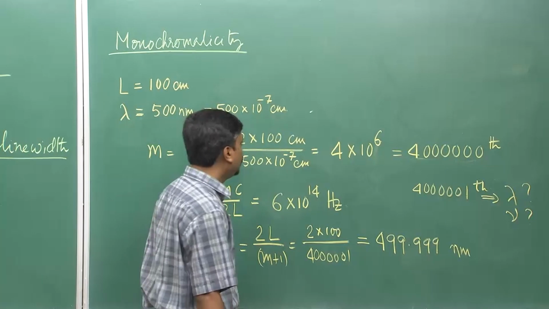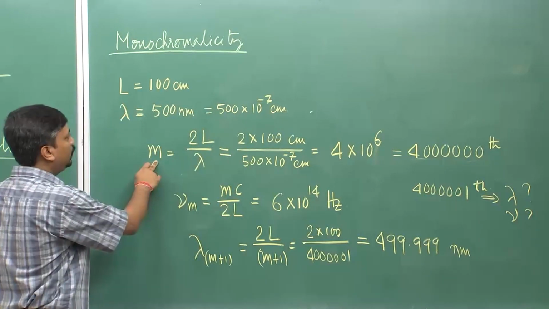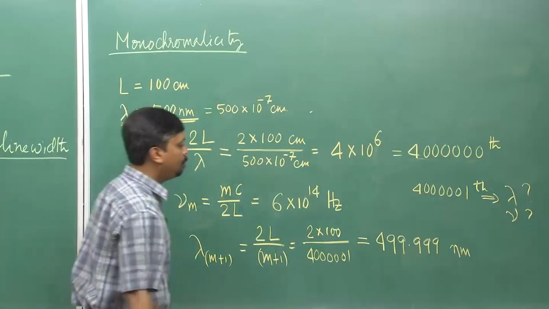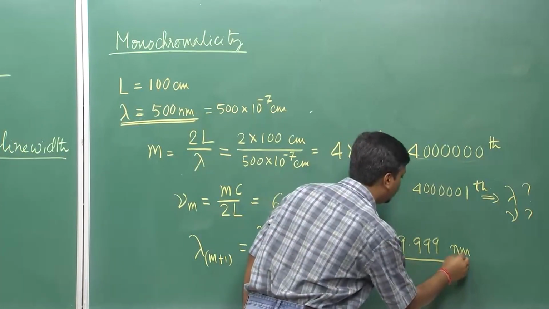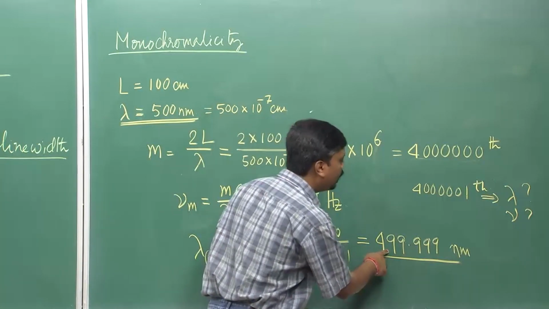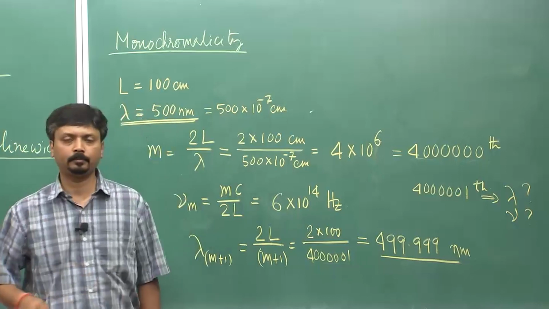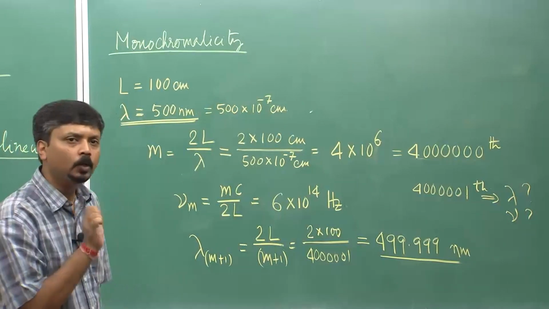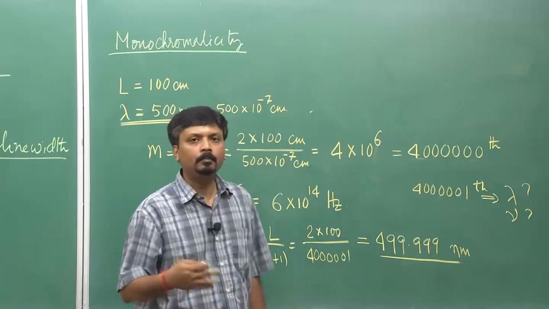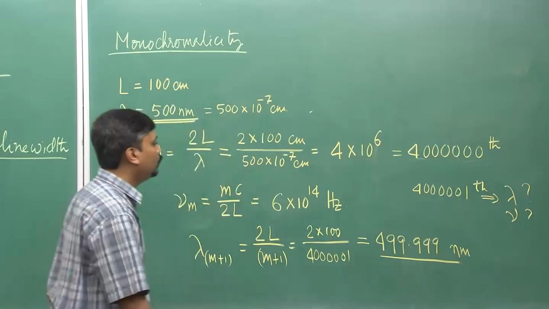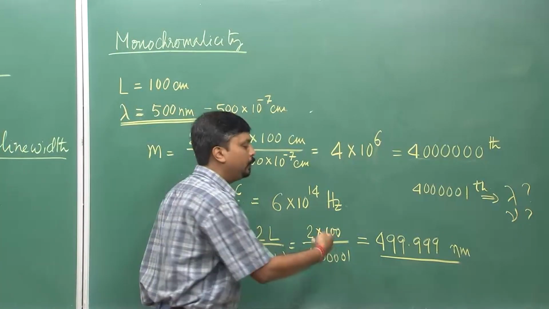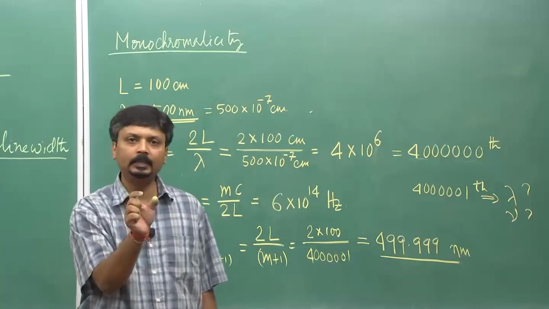So, now you see the mth mode has a wavelength of 500 nanometer, and the m plus 1 has wavelength 499.999. So they are very, very closely spaced, right. So in this way you can estimate any mode, and you can also figure out by yourself what will be the distance between two modes.